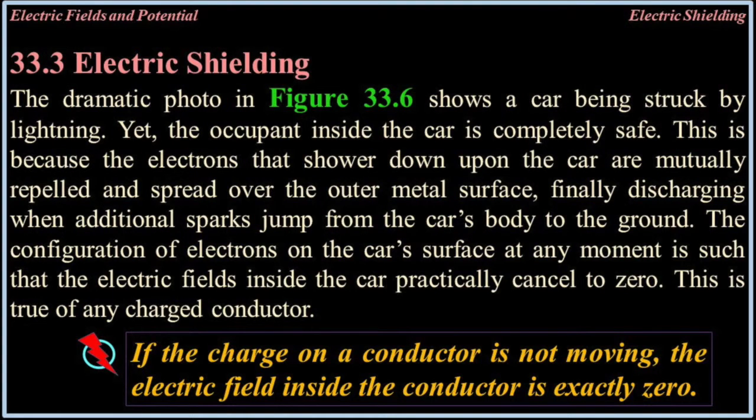33.3. Electric shielding. The dramatic photo in figure 33.6 shows a car being struck by lightning, yet the occupant inside the car is completely safe. This is because the electrons that shower down upon the car are mutually repelled and spread over the outer metal surface, finally discharging when additional sparks jump from the car's body to the ground.